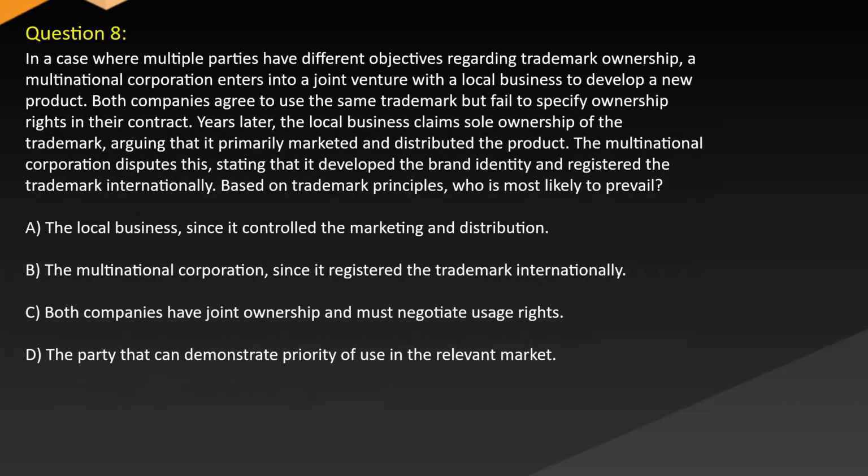Question 8. In a case where multiple parties have different objectives regarding trademark ownership, a multinational corporation enters into a joint venture with a local business to develop a new product. Both companies agree to use the same trademark but fail to specify ownership rights in their contract. Years later, the local business claims sole ownership of the trademark, arguing that it primarily marketed and distributed the product. The multinational corporation disputes this, stating that it developed the brand identity and registered the trademark internationally. Based on trademark principles, who is most likely to prevail?